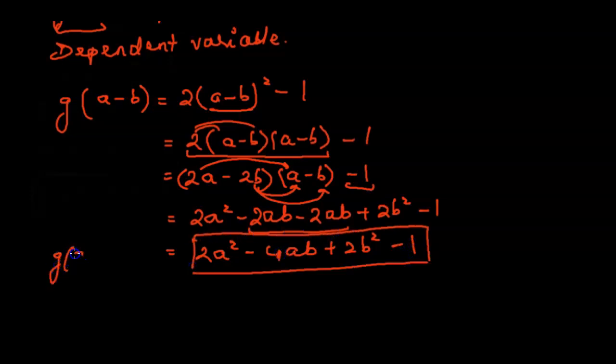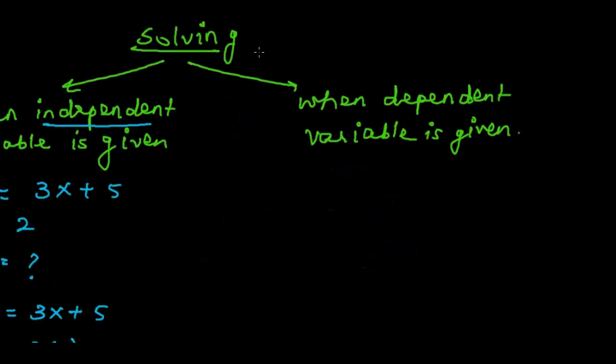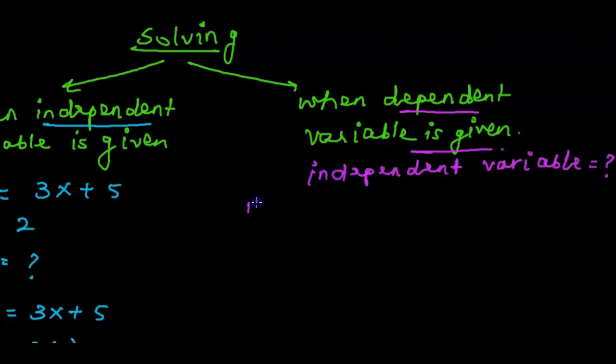So we see now our equation or the dependent variable is in terms of a and b instead of x. Now let's do the second type of solving where the dependent variable is given to us. We have to solve for the independent variable. Let's take the first example.